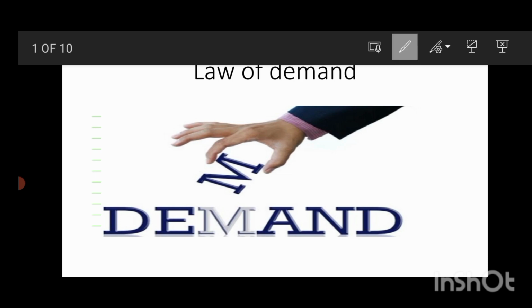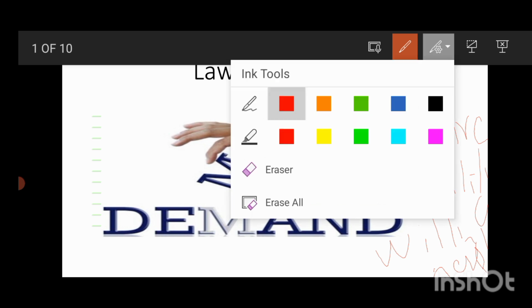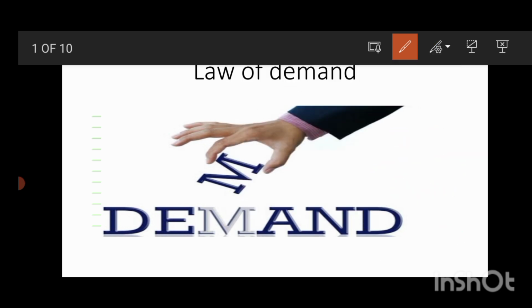So first we will discuss what is demand. Demand is nothing but the desire to buy something. If this desire to buy a commodity is followed by the ability to buy the commodity and the willingness to buy a product, then we call it demand.